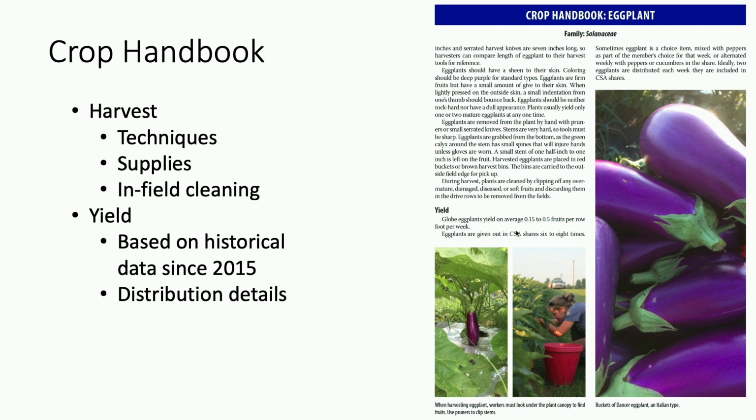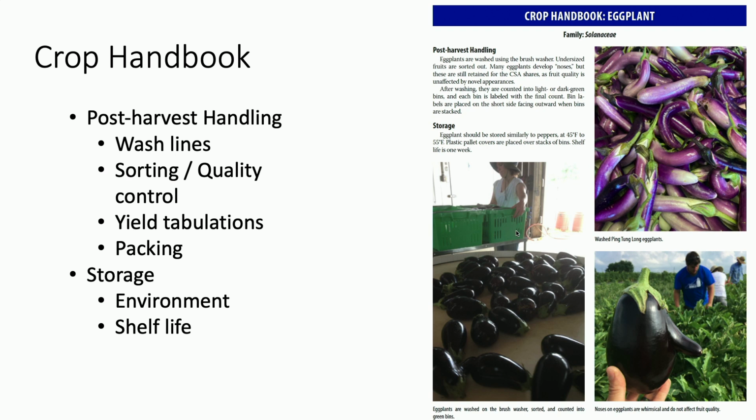So what would be the common frequency of giving this vegetable out? What would be a common quantity to give to our CSA members? And then the last piece on the crop profile would be this section on post-harvest handling.